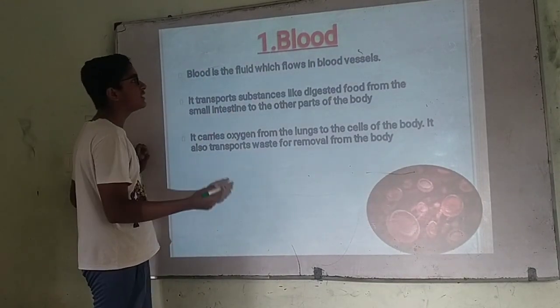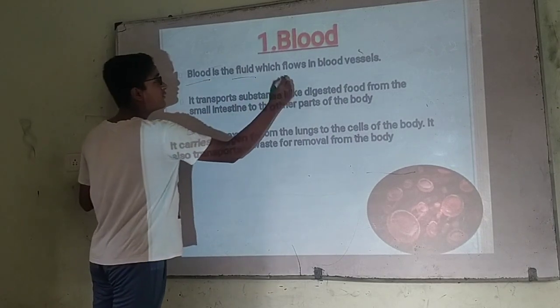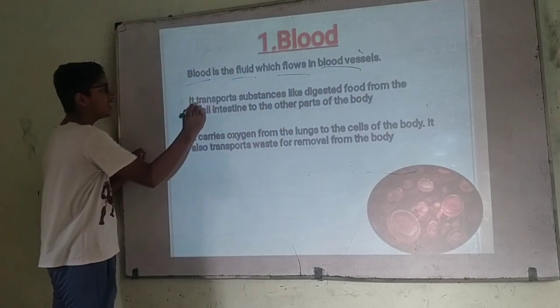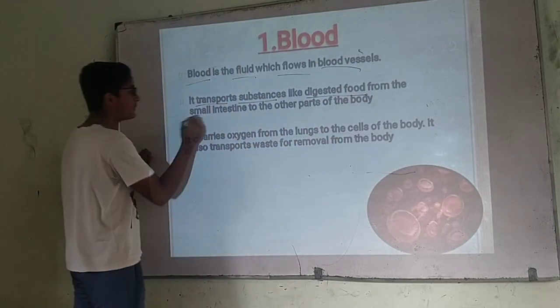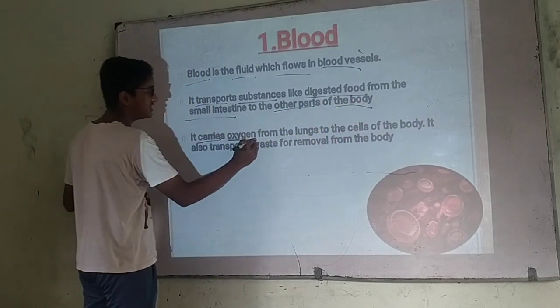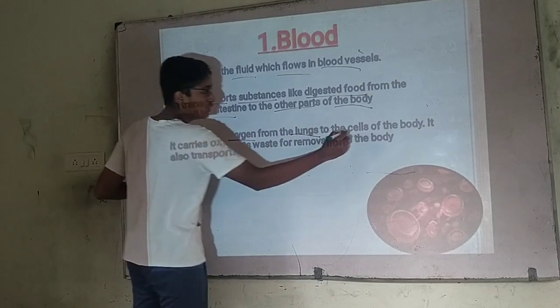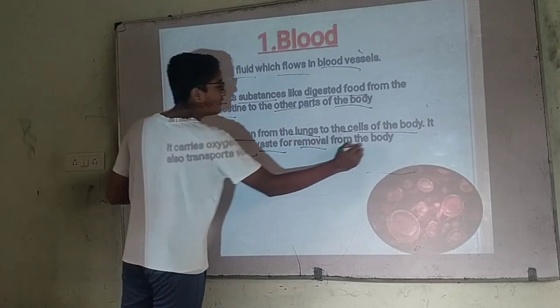The first component of the circulatory system is the blood. Blood is the fluid which flows in blood vessels. It transports substances like digested food from the small intestine to the other parts of the body. It carries oxygen from the lungs to all the cells of our body. It also transports waste for removal from the body.